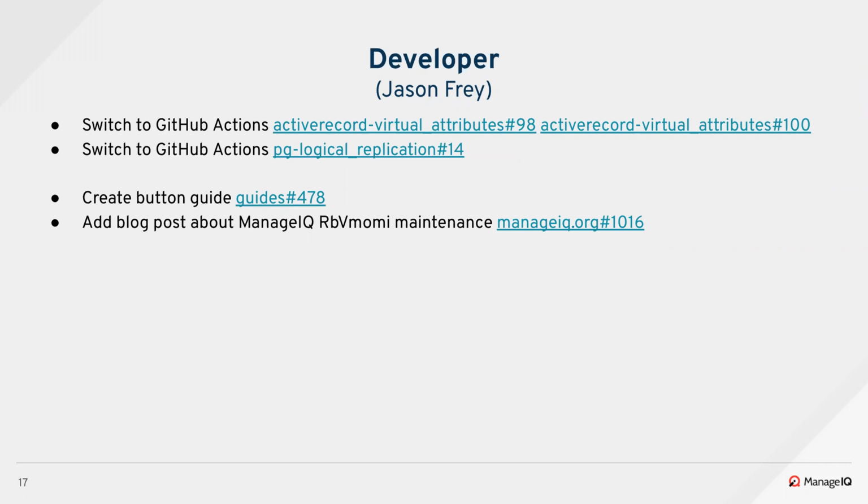And on the developer side, continuing down the path of switching to GitHub Actions, Keenan and myself worked on Active Record virtual attributes to get that over to GitHub Actions. And I've also updated PG logical replication to GitHub Actions. Unfortunately, it's broken at the moment because of the weird way it needs to deal with the Postgres service. So while that one is switched, it's not actually completed.